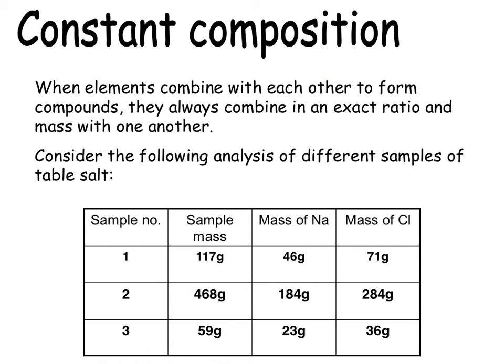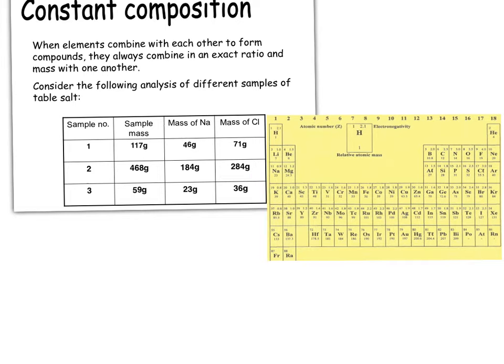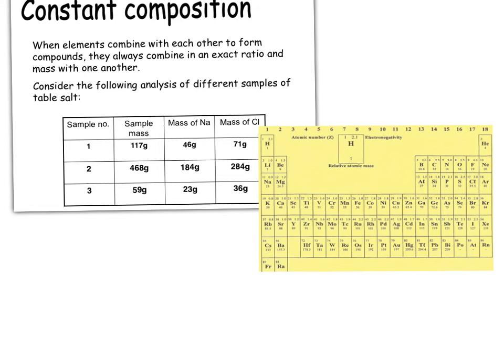So when elements combine with each other to form compounds, they always combine in an exact ratio and masses with one another. So if we look at a table such as the following, I'm going to quickly pull up a periodic table. If I take a look at something like sodium chloride, sodium is 23 as what's called its mass number, and we've talked about mass numbers already, and chlorine is 35,5, 36 for a round off.